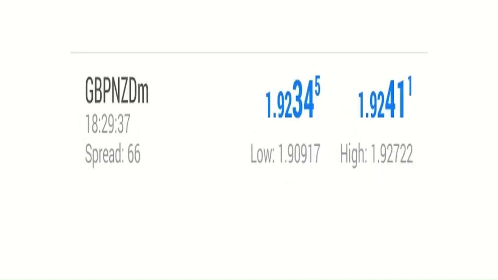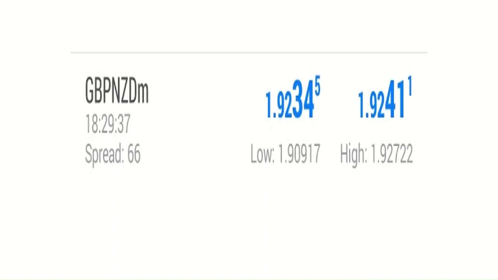So this is GBP NZD. You can see the spread is a bit high for GBP NZD. It also depends on the number of people that are trading that particular pair. For pairs such as the USD pairs, GBP USD, EUR USD, USD CAD, USD CHF, a lot of people trade USD pairs. So the spread is usually low because there are a lot of people trading it already, and your broker doesn't need to give you a high spread.